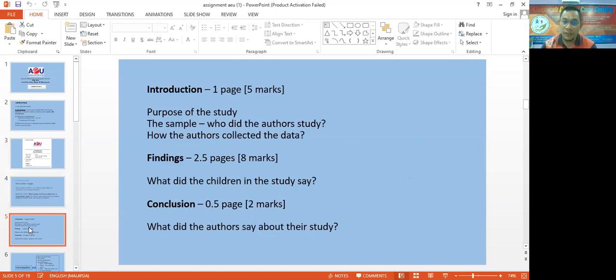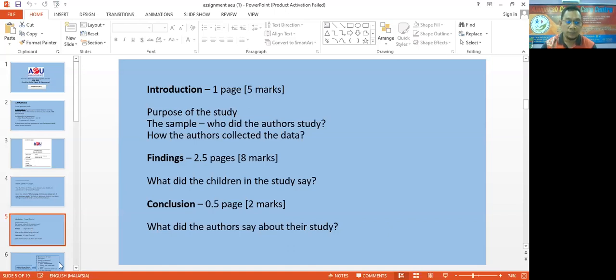For the introduction, one page only. You just write about one page about the purpose of the study, the sample, who the author studied, how the author collected the data. Then the findings: 2.5 pages, only 8 marks. What the children in the study say. You need to read the conversation, the whole article, so that you can understand. Then the conclusion, about half a page, 2 marks only. What did the author say about their study?